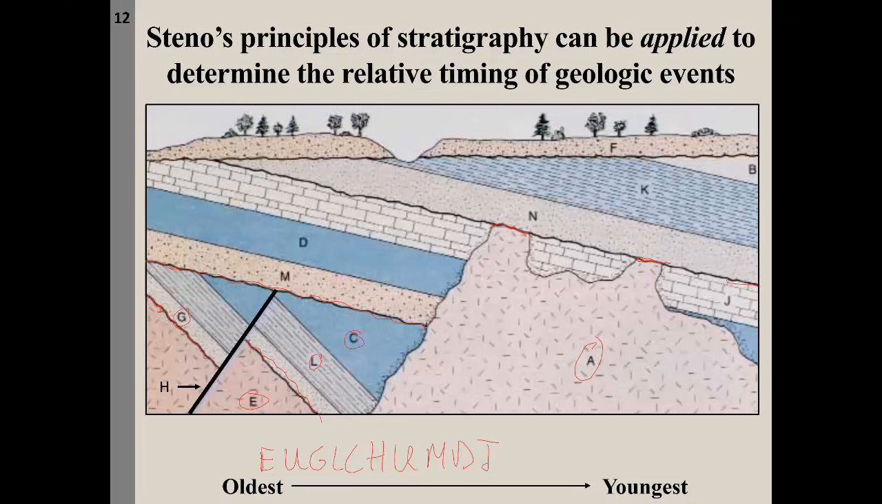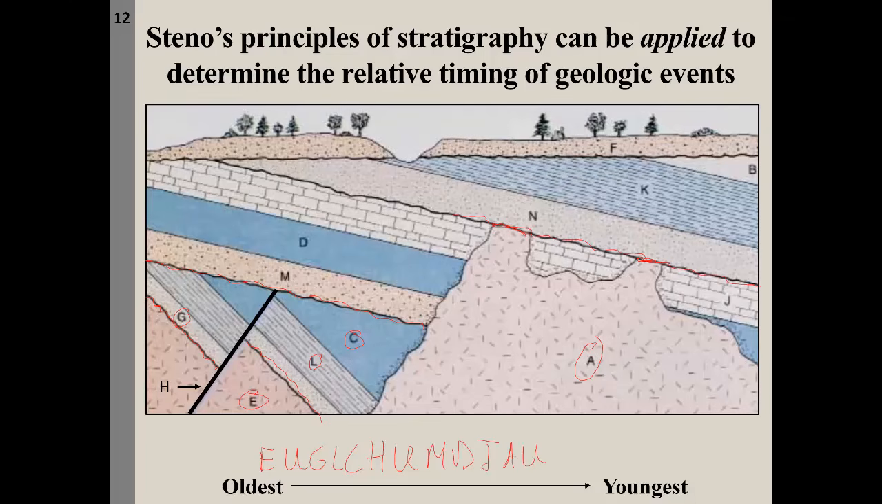Okay, we've got J, and then we've got another squiggly line, and we've got A. Okay, well, that's interesting. Well, let's go with A, because it stops at the contact. And then A is an igneous rock touching N, so that's a no touch, nonconformity.